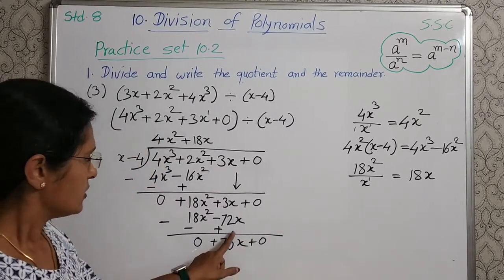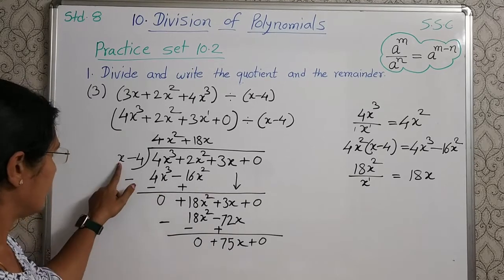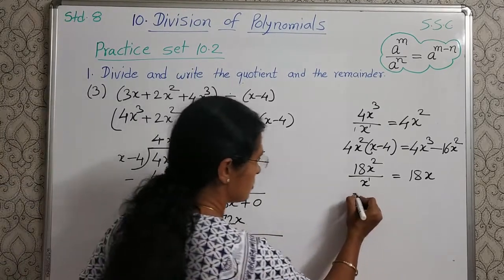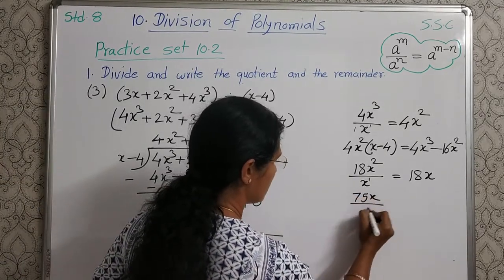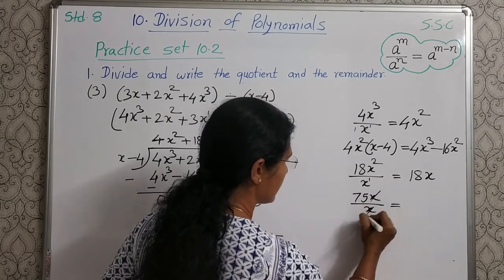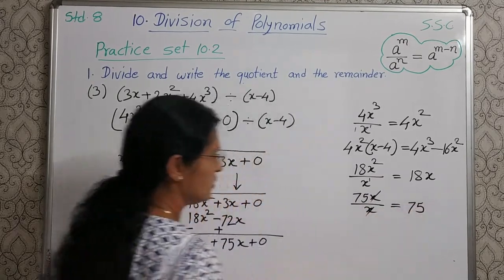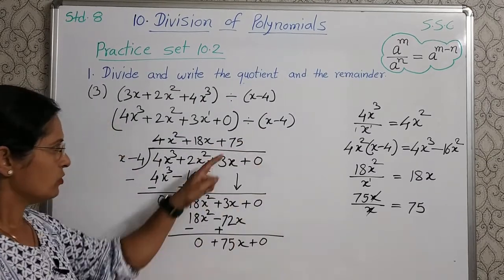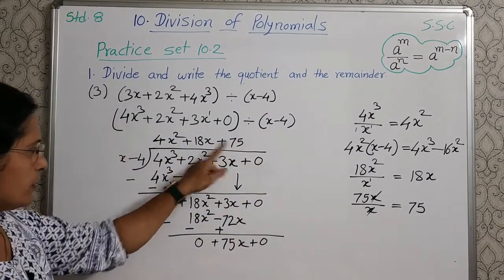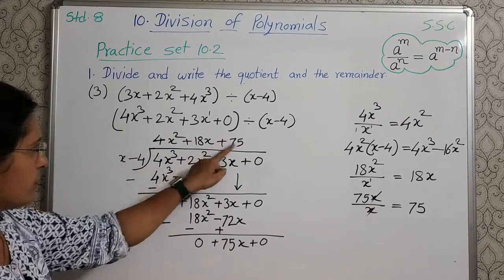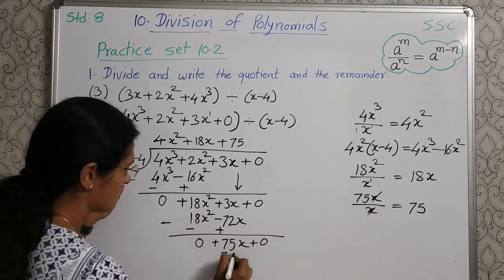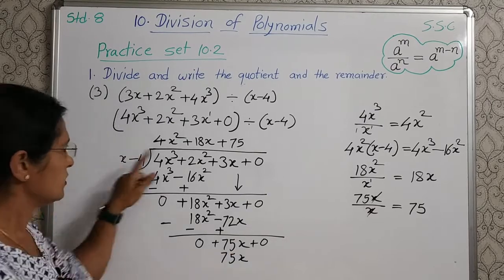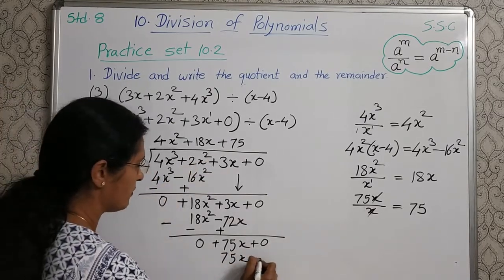Now 75x divided by x. So write here 75x by x. X will get cancelled. 75 is the quotient. Right here 75. Now multiply 75 with this divisor. So 75 into x is 75x, then plus minus minus.